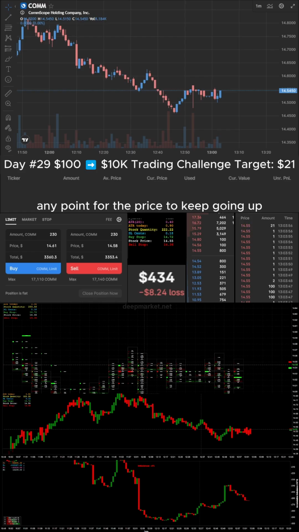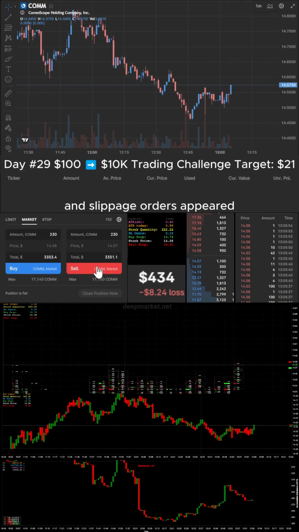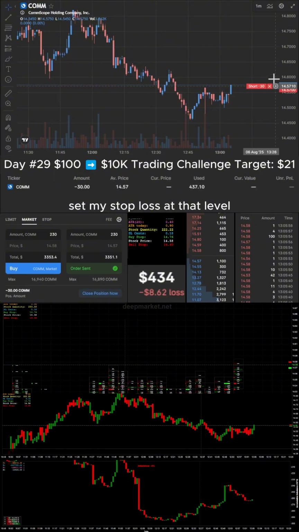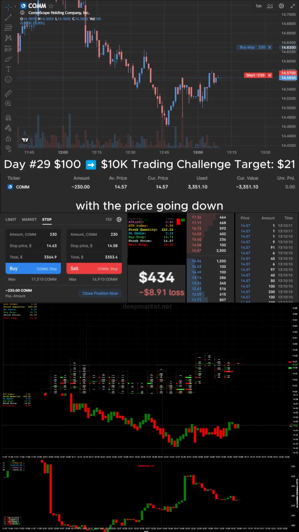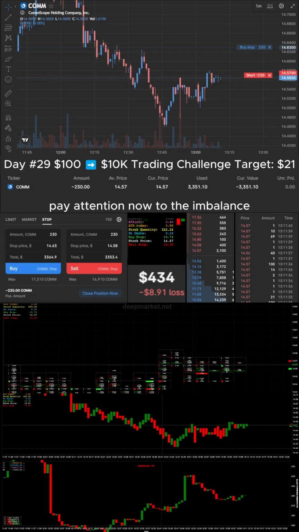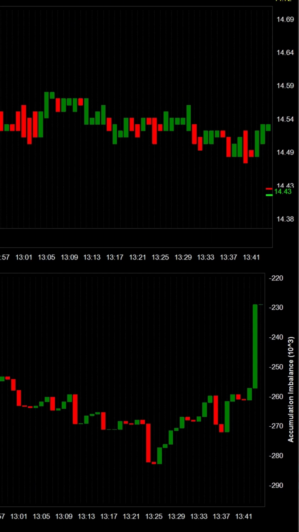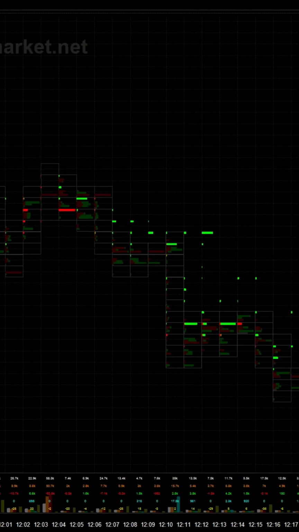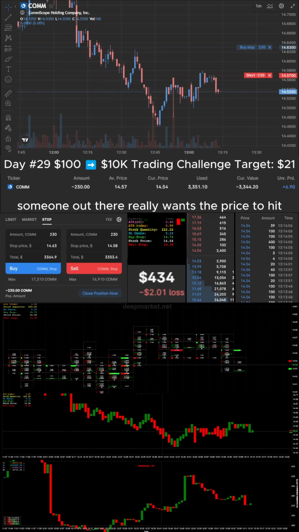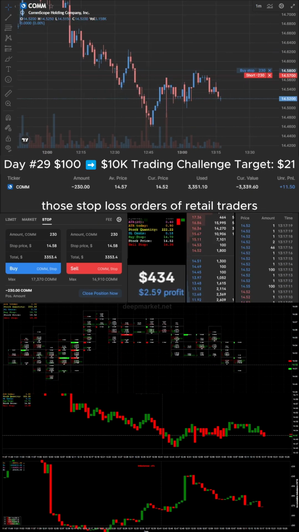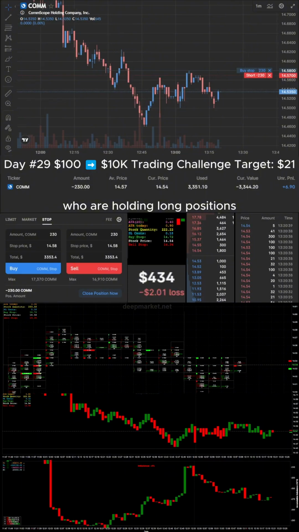Well, since there was no longer any point for the price to keep going up and slippage orders appeared, I opened a short position, set my stop loss at that level, and everything then went as I expected with the price going down. Pay attention now to the imbalance. There's a lot of selling pressure pushing the price down. Also, there's a significant number of slipped orders showing up, meaning someone out there really wants the price to hit those stop loss orders of retail traders who are holding long positions.